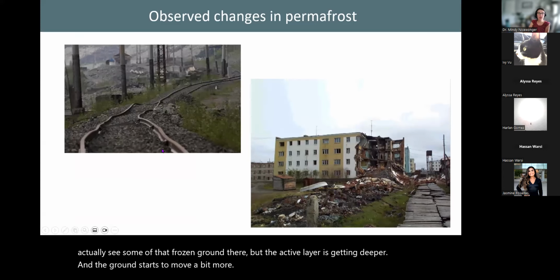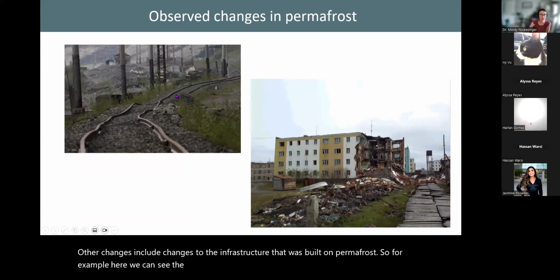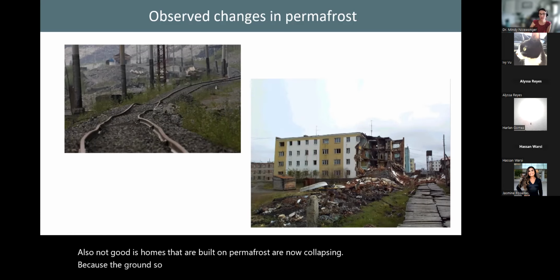Other changes include changes to the infrastructure that was built on permafrost. So for example, here we can see the shifting railroad lines. Okay, not good for trying to transport materials and goods. Also not good is that homes built on permafrost are now collapsing because the ground surface is evolving and changing.